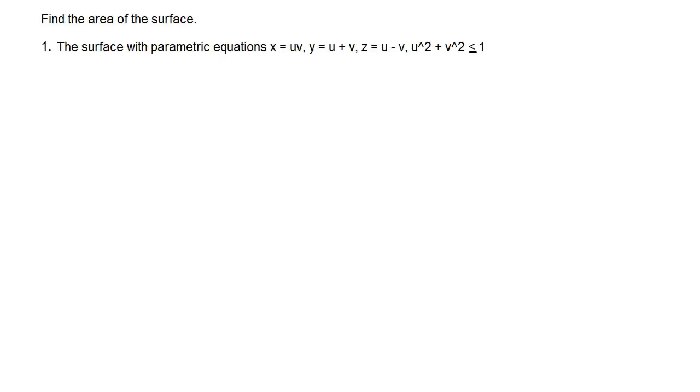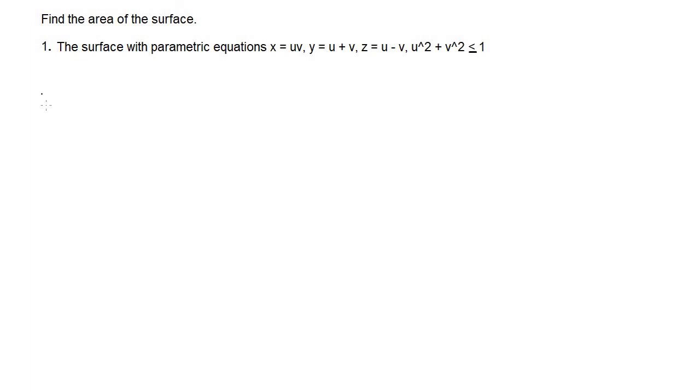Now the next problem will be about finding the surface area given parametric equations. The formula is just going to be the double integral described by a region D of the magnitude of the cross product of r sub u and r sub v, dA. So for number 1, let's find the area of the surface. We have the surface with parametric equations x equals uv, y equals u plus v, z equals u minus v, and we're given that u squared plus v squared is less than or equal to 1.